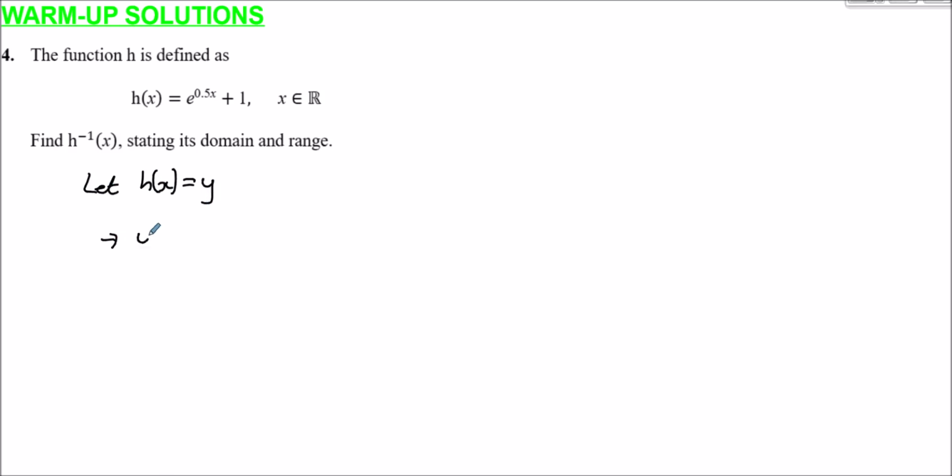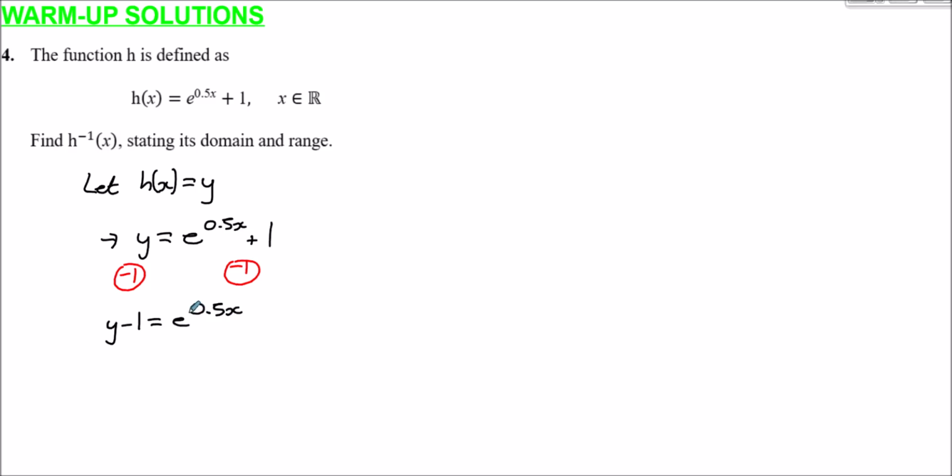So I can start by saying y equals e to the 0.5x plus 1. And what I need to make here is x the subject of all of this. So if I isolate the e to the 0.5x by subtracting 1 from both sides, that will then give me that y minus 1 equals e to the 0.5x.